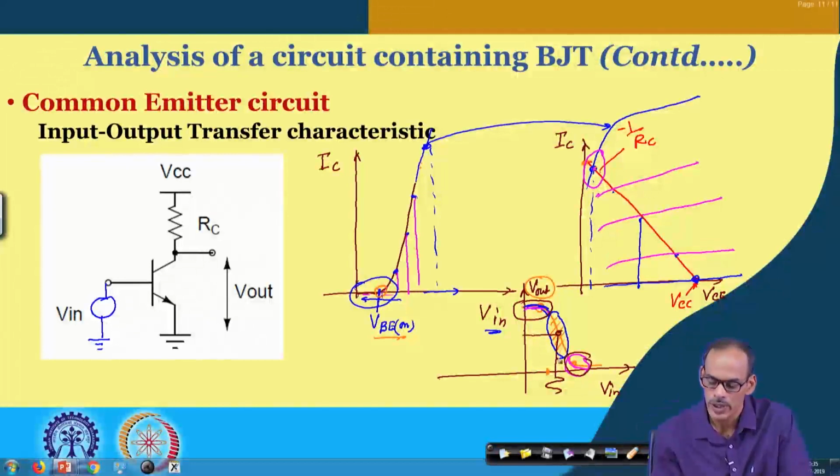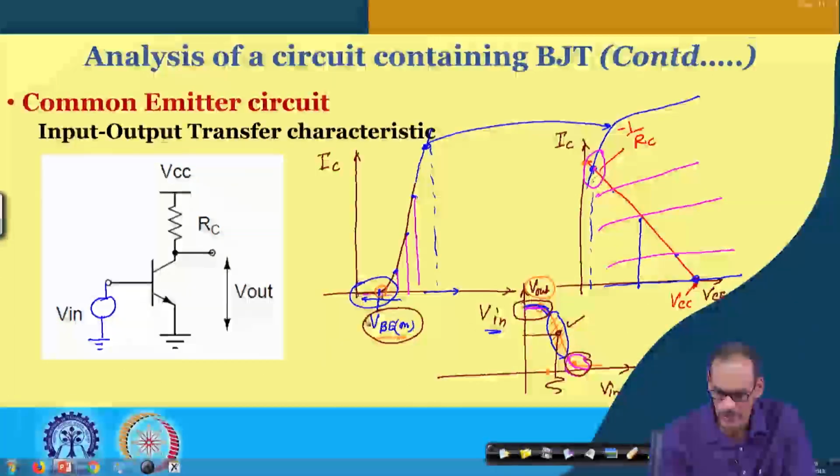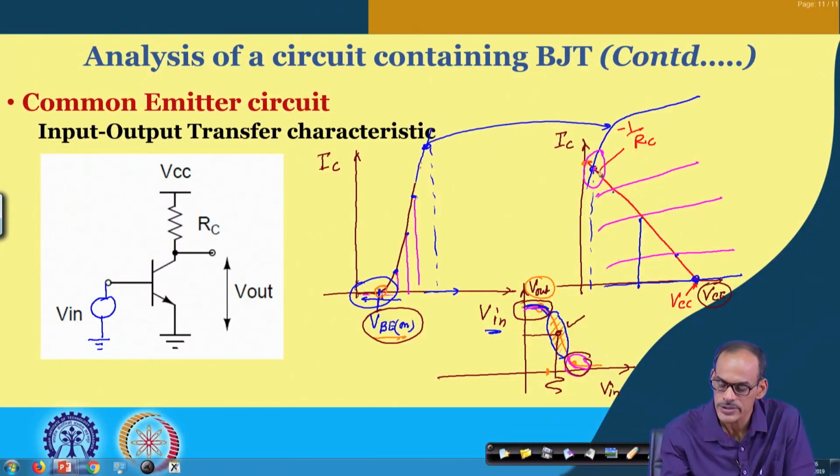There may be different specific applications where we may push this device into these two nonlinear parts, but unless otherwise stated, for analog circuits we prefer to keep the circuit here. And how do you do that? We make sure that V in is beyond V B, and also that VCE is such that the device is not entering into the saturation region.